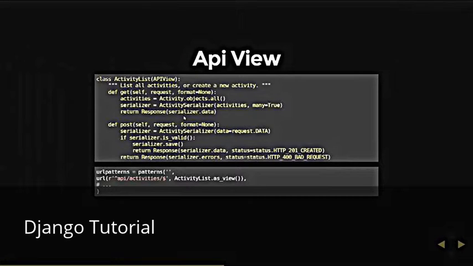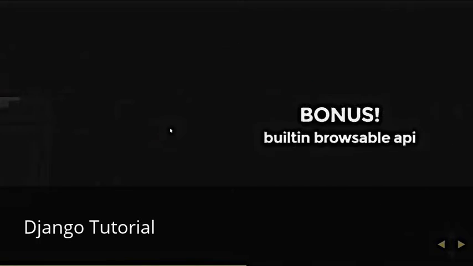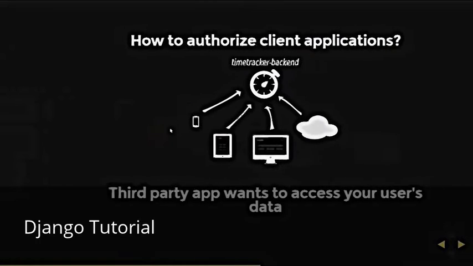for endpoints, but you can avoid writing this code using the generic class-based view provided by Django REST framework. Here you just need to set the base query set and the serializer class you want to use. There is also a built-in browsable API provided by Django REST framework, which we are going to see at the end of the talk.